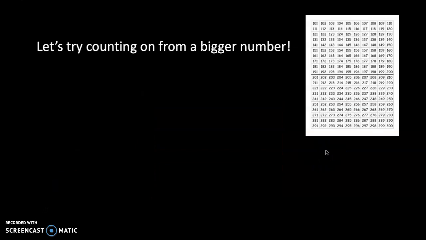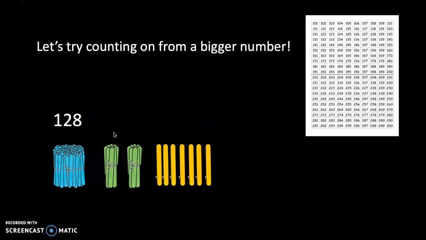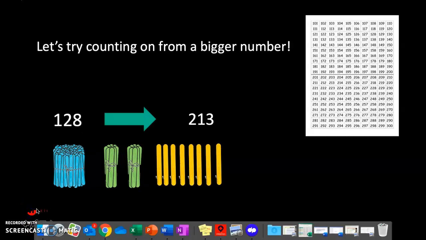So let's try counting on from a bigger number. If I have 128, there's a bundle of 100, a bundle of 10, and a bundle of 10 because I have 120, or 2 tens, and 8 ones. So 1, 2, 3, 4, 5, 6, 7, 8. So I have 128. If I want to count on to 213, I go to 213.